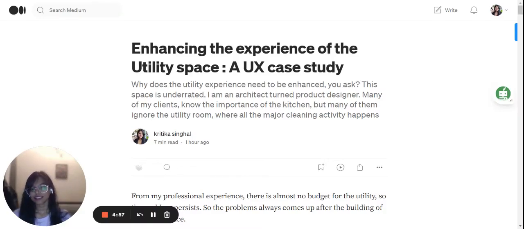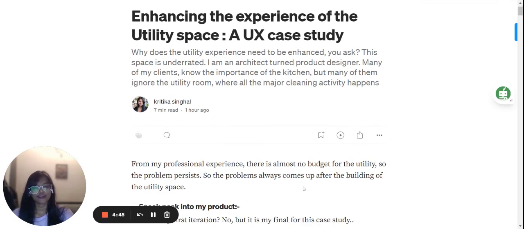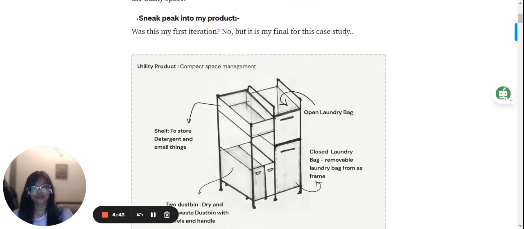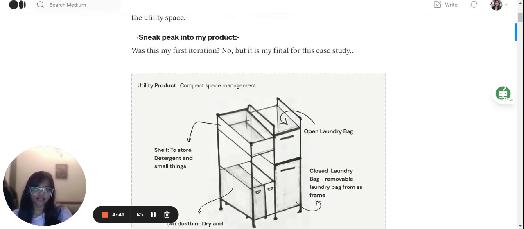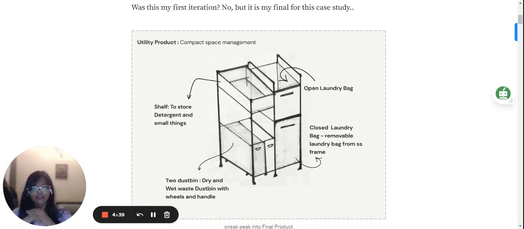I am an architect and UI/UX designer. So here what I'm trying to do is enhance this space called utility. Utility is a very underrated space. I've already mentioned here, not many people give a very good look for it for an interior. It's always left out.